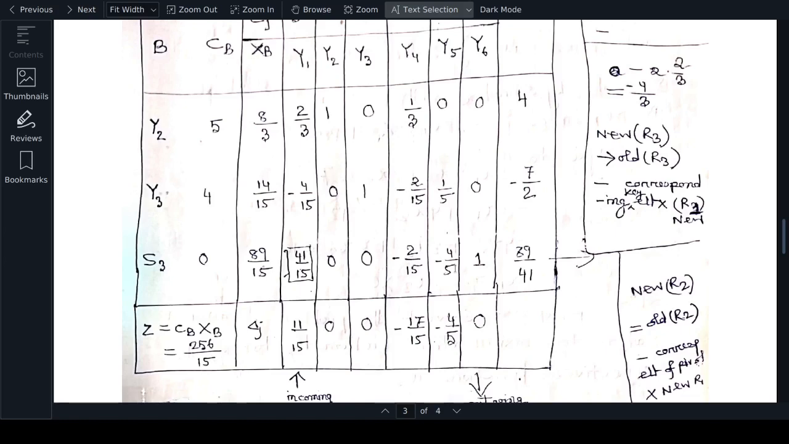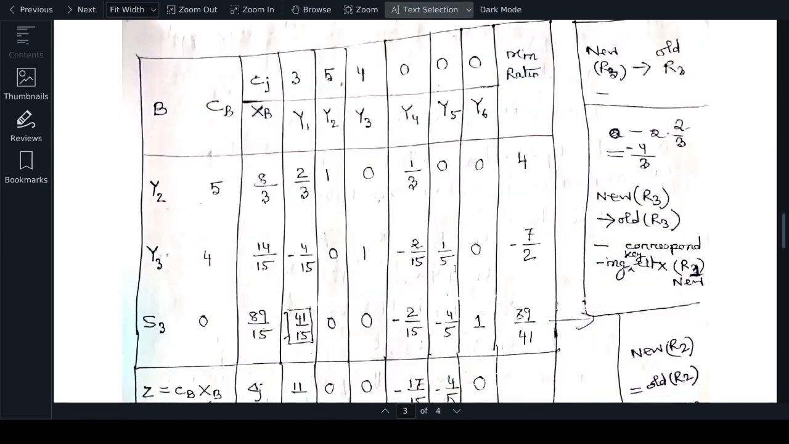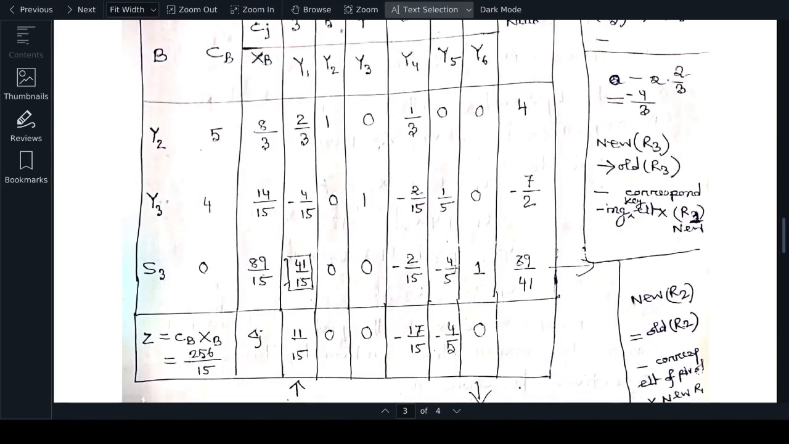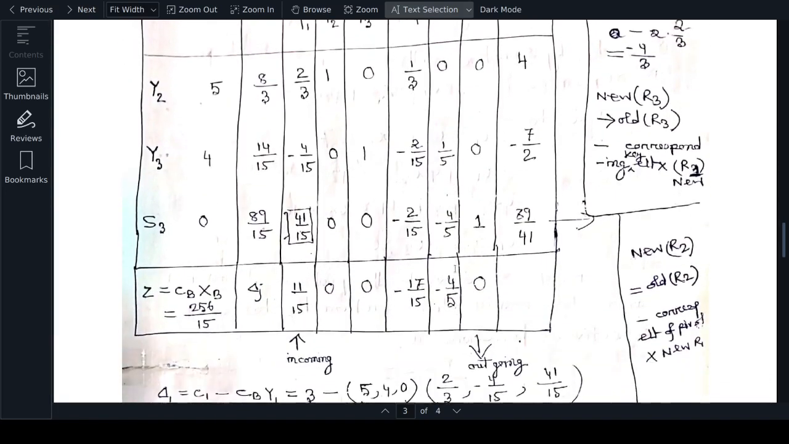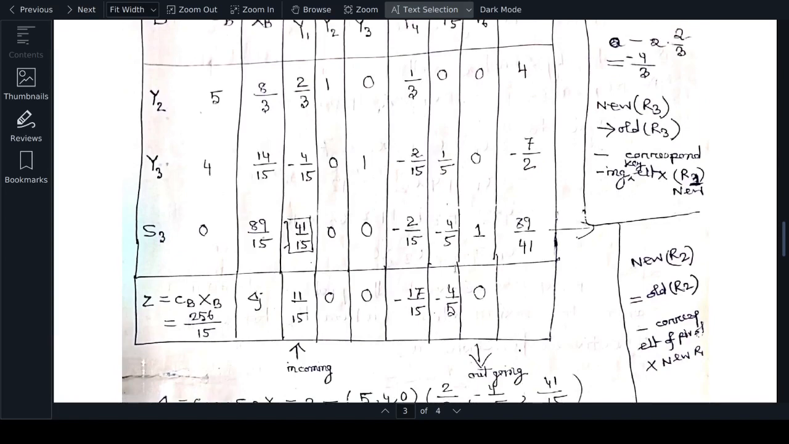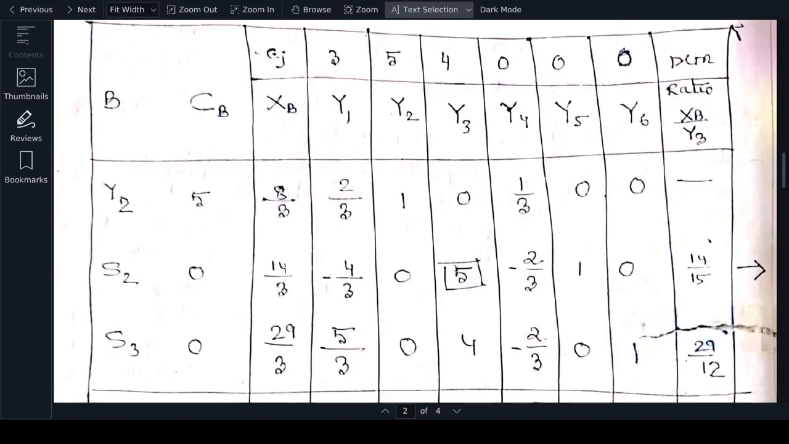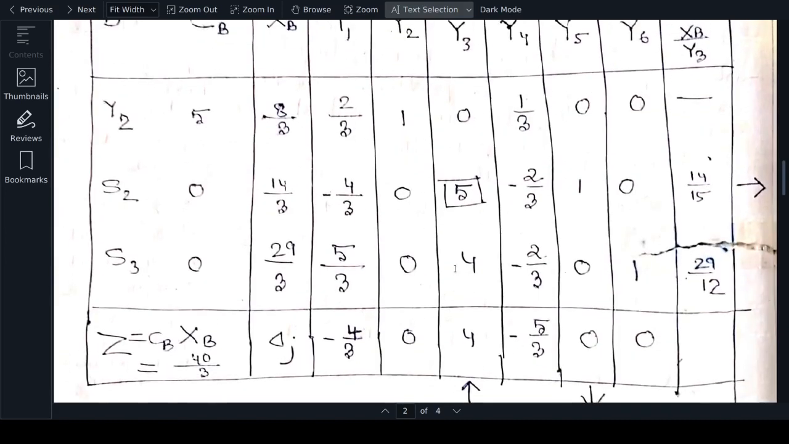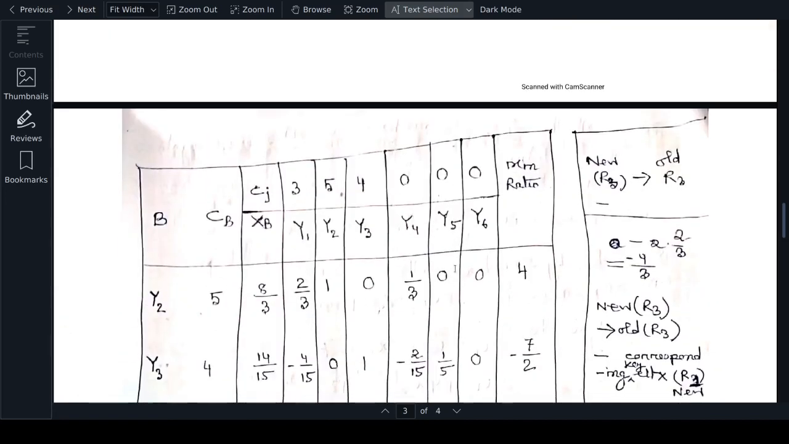So this is our outgoing vector. You see S3 will be outgoing. In your PDF file I have given Y5, Y6; you will correct this to S3. Y4, Y5, Y6, you will correct to S1, S2, S3. So S3 will be our outgoing. Okay. So the intersecting element is 41 by 15.